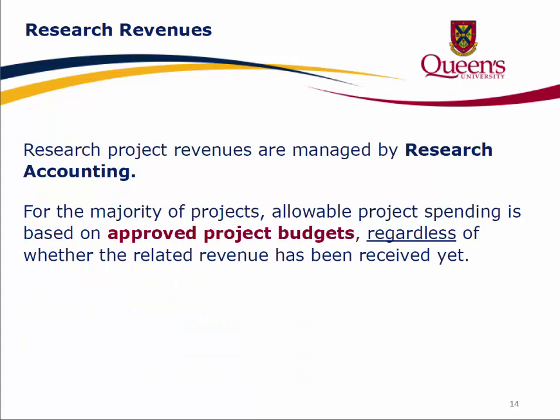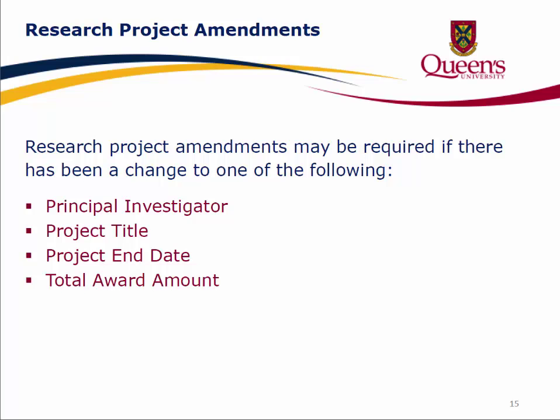Research project revenues are managed by research accounting. For the majority of projects, allowable project spending is based on the approved project budgets, regardless of whether the related revenue has been received yet. An amendment may be required for a research project if there has been a change to the principal investigator, project title, project end date, or the total award amount.